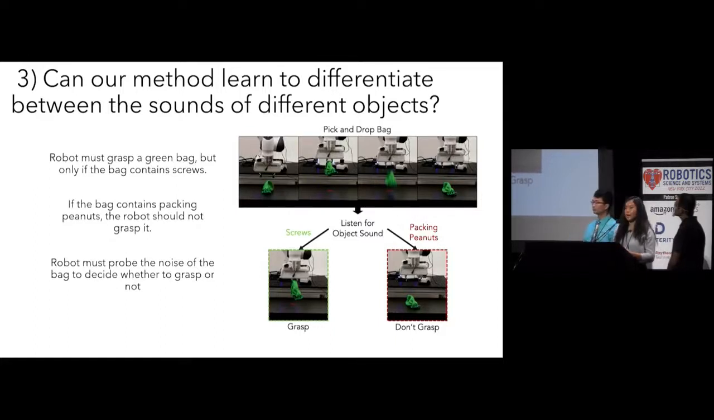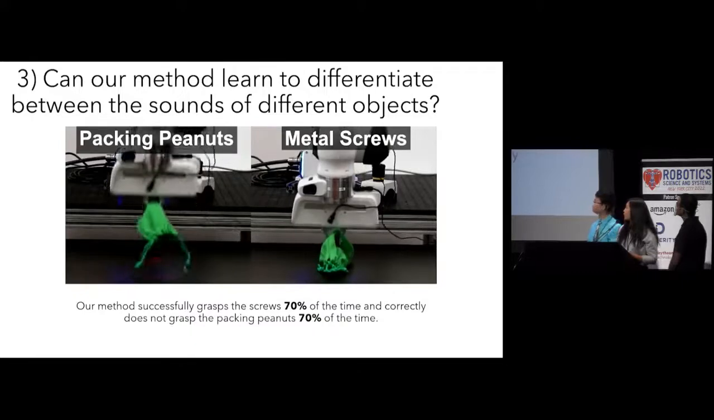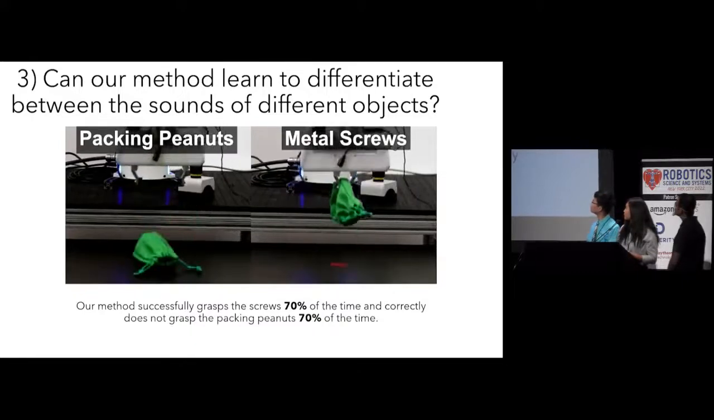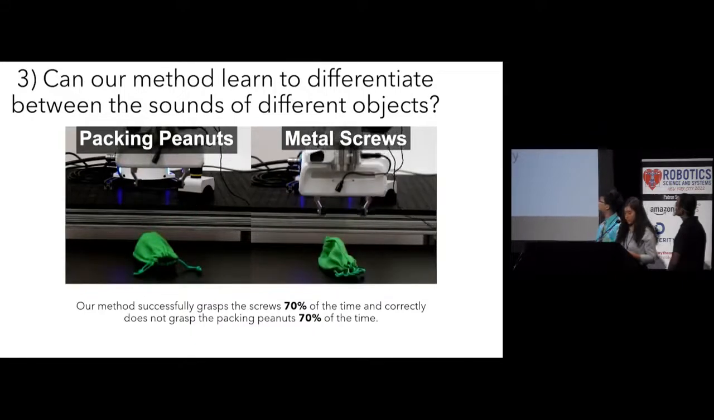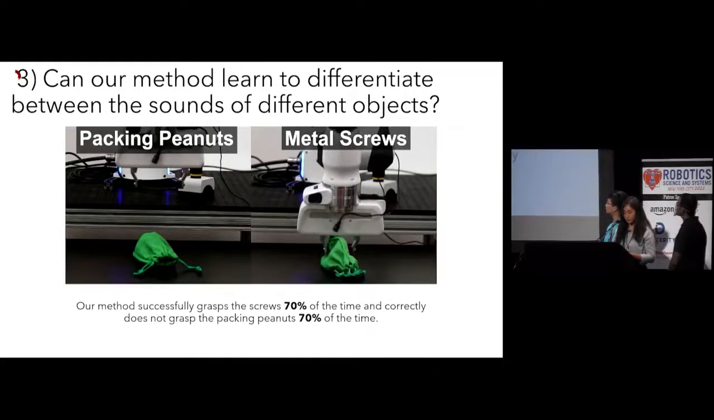The robot must grasp the bag, but only if it contains screws and not packing peanuts. To do so, the robot probes the noise of the bag by dropping it on the table and decides whether or not to go down and re-grasp it. Our model lifts the bag and then drops it. If it hears the sound of the screws, then it will go back down again. It is successful 70% of the time.